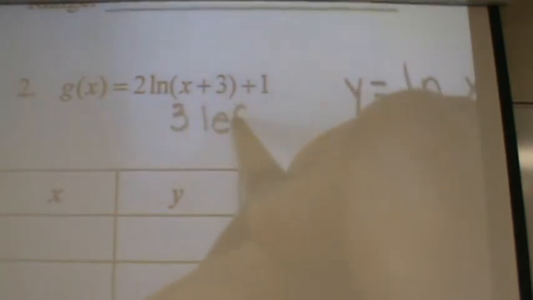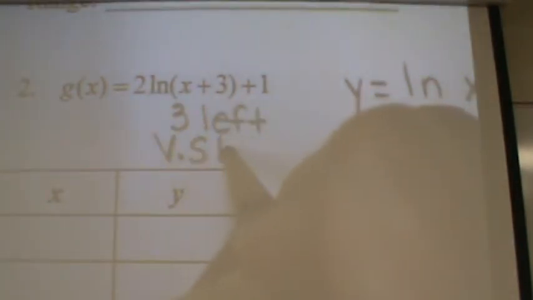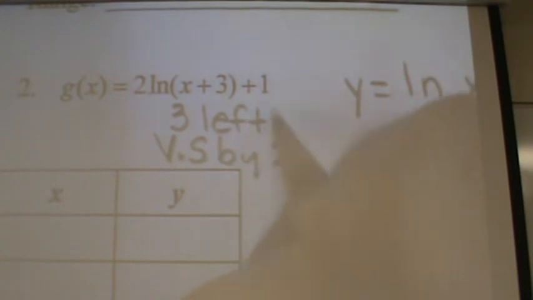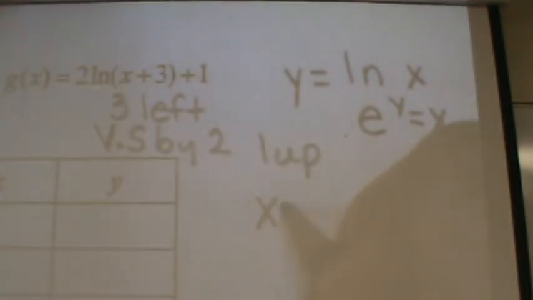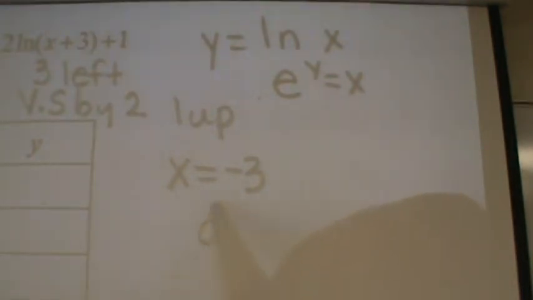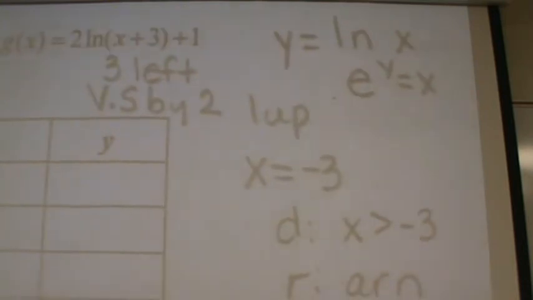3 left, 1 vertical stretch by 2, and 1 up. And your asymptote is going to be x equals -3. So your domain will be x is greater than -3, and your range is going to be all real numbers.